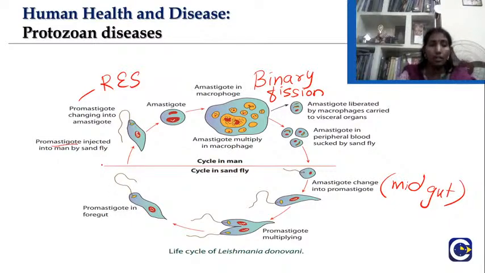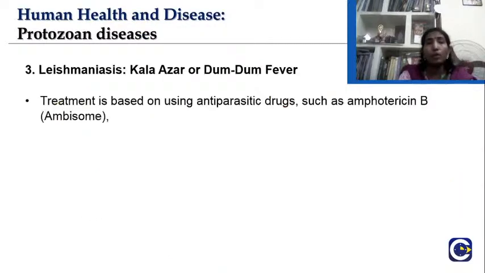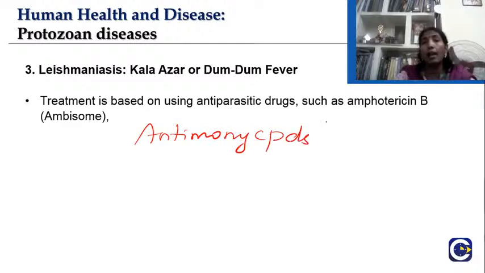So here the person comes with a complaint of enlargement of spleen, liver, sometimes darkening of the skin is the main symptom, and that is where we see they'll have anemia, jaundice and all. And the best treatment, we give this drug, the antimony compounds mostly, followed by amphotericin and all that. So this is where we treat leishmaniasis. So leishmaniasis is caused by Leishmania donovani, a digenetic parasite.